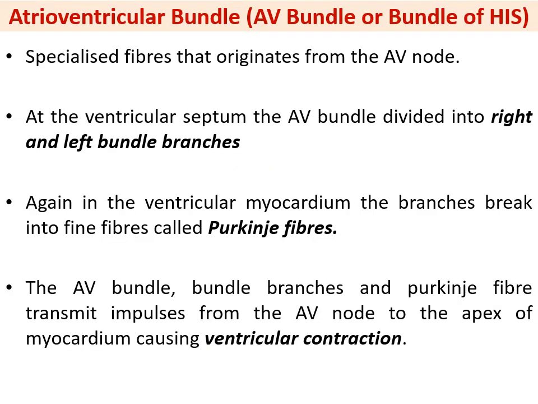Okay, so from the AV node, the impulse goes into the atrioventricular bundle, or the AV bundle, also known as the bundle of His. These are specialized fibers that originate from the AV node. At the ventricular septum, the AV bundle divides into right and left bundle branches. The right goes to the right ventricle and the left goes to the left ventricle. Again, in the ventricular myocardium, the branches break into fine fibers called the Purkinje fibers. So the AV bundle branches and Purkinje fibers transmit the impulse from the AV node to the apex of the myocardium, causing ventricular contraction.